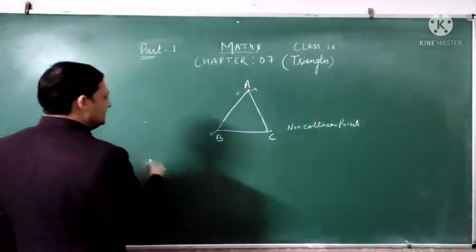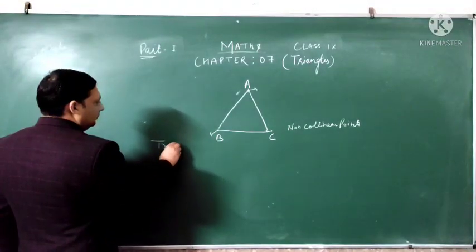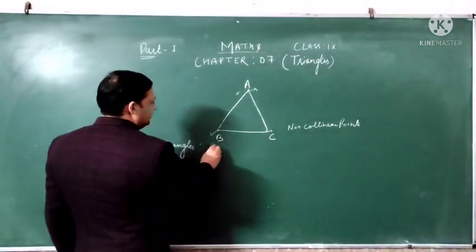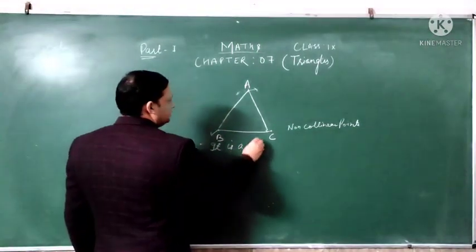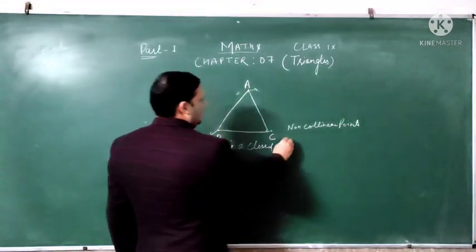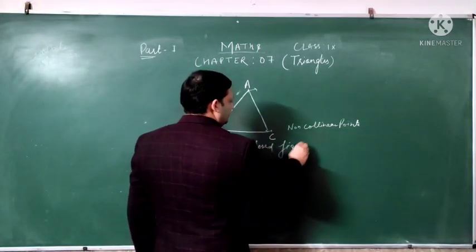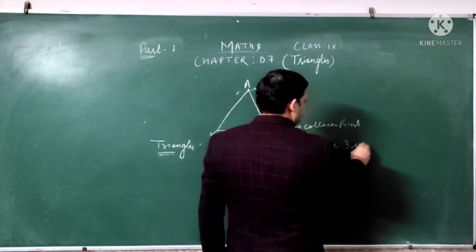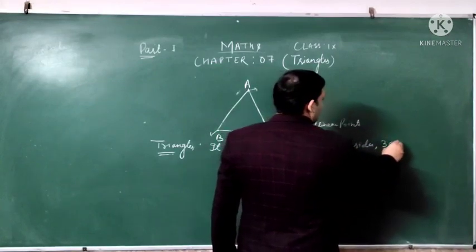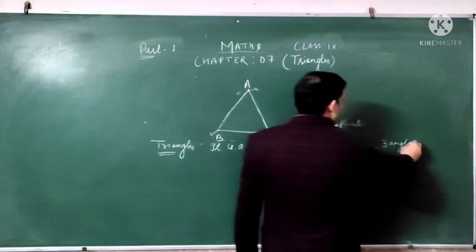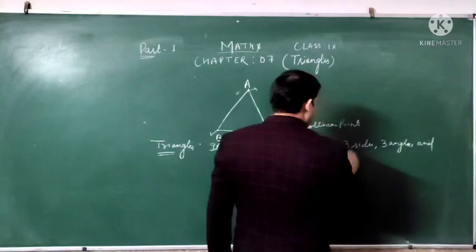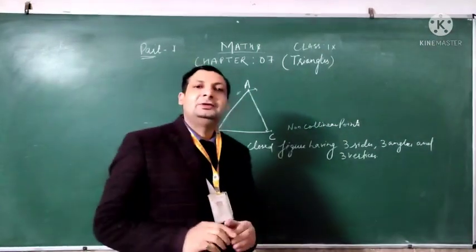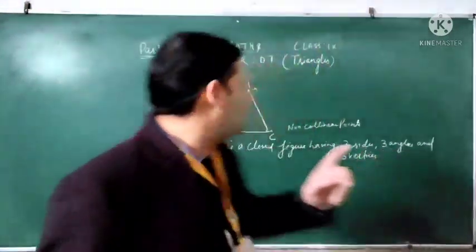So now we will write the definition of triangle. What is a triangle? Triangle is a closed figure having 3 sides, 3 angles and 3 vertices. So what is a triangle? Triangle is a closed figure formed by 3 non-collinear points.